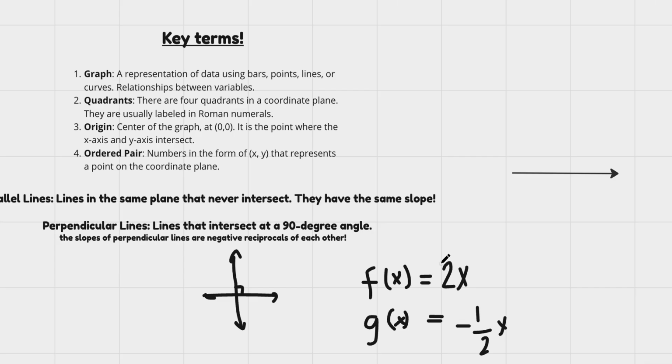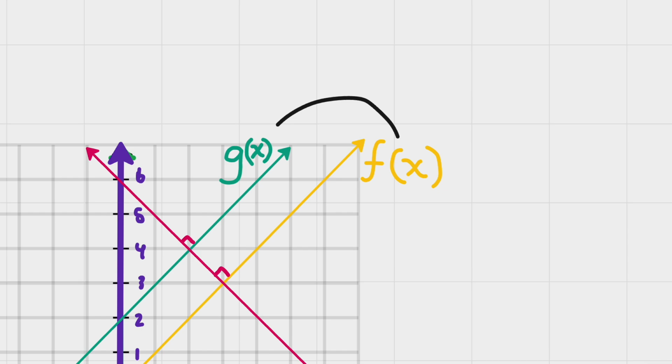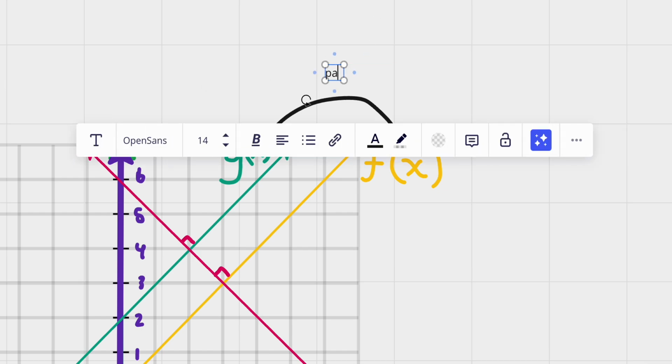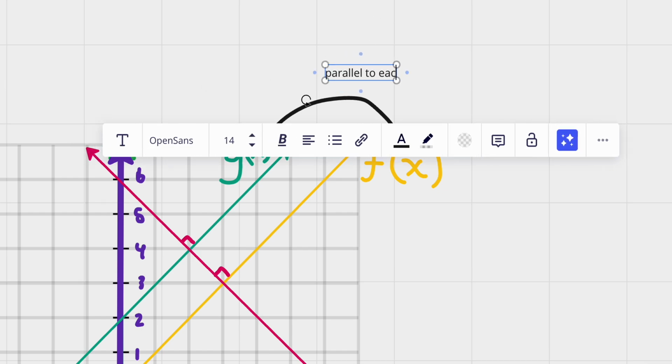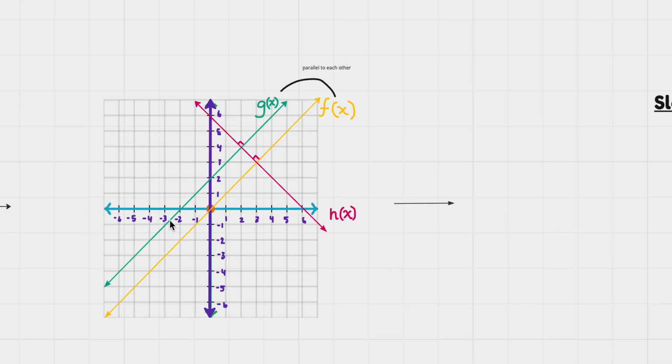So, let's take a look at an example of parallel and perpendicular lines. In this example, we see f of x, g of x, and h of x. F of x is this yellow line, g of x is this green line, and this pink one is h of x. F of x and g of x are parallel to each other, and g of x is perpendicular to h of x.